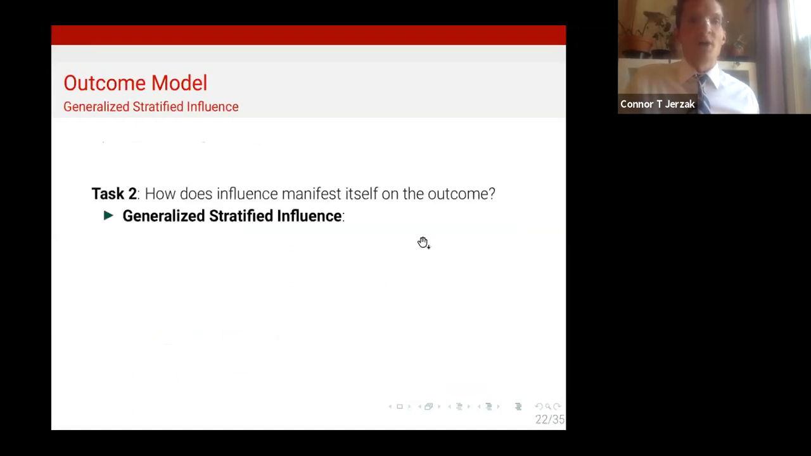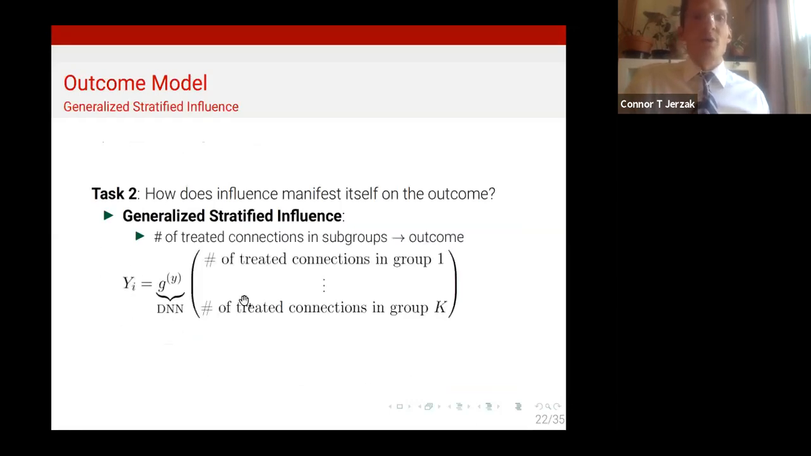So this I'll call the generalized stratified influence assumption, and it can be written like so. The outcome in this model, we're going to assume that it's some flexible function of the number of treated connections in each of these subgroups. And again, we want this model to be flexible, and that's why we'll have, again, this neural network architecture for taking in knowledge of the number of treated connections within these subgroups and converting that into a prediction for the outcome. And in this model for the outcome, there could be other components to account for treatment effect heterogeneity or for covariate effects.